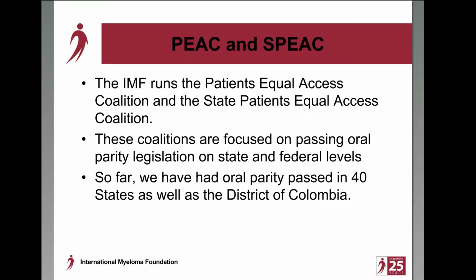These coalitions have been largely successful so far. For SPEAK, we've had 40 states pass oral parity legislation, as well as the District of Columbia. So far this session, for our federal bills, we've had two introduced, one in the House and one in the Senate. And so we've been very active in our federal coalition as well.